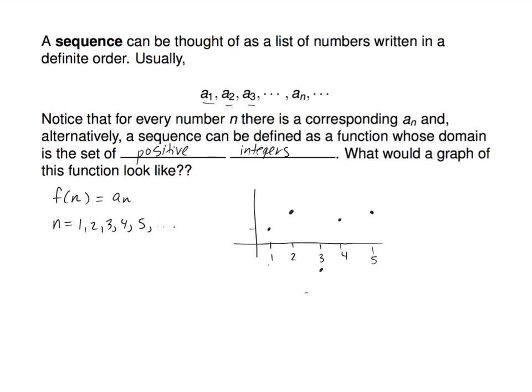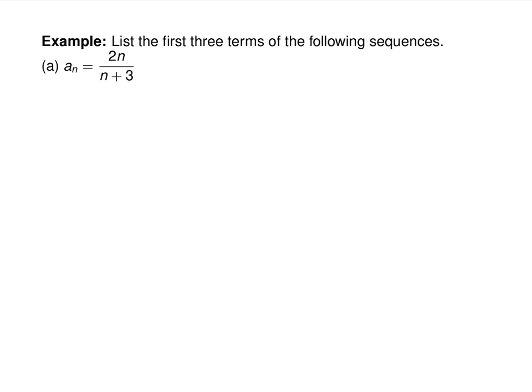Okay, and we do assume that we start at 1 already. But if you think sequence list, nope, not. You could define this thing to start at 0, but usually sequences just begin at 1. Okay, list the first 3 terms.